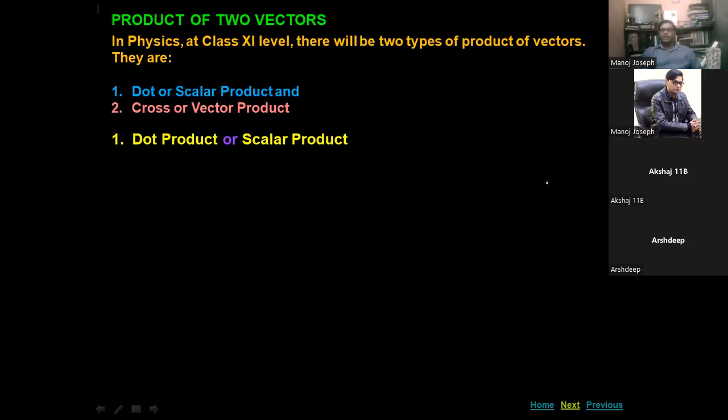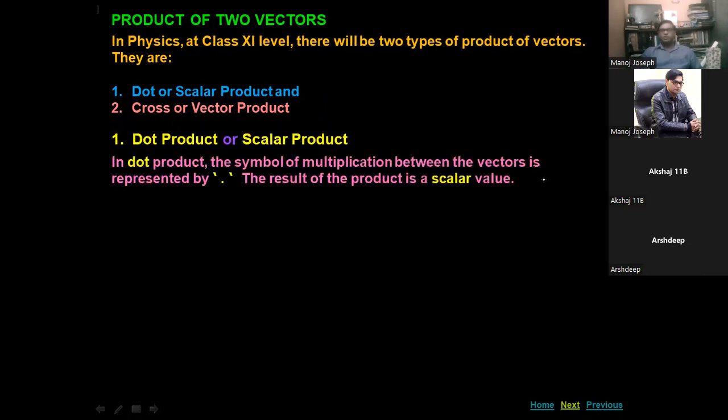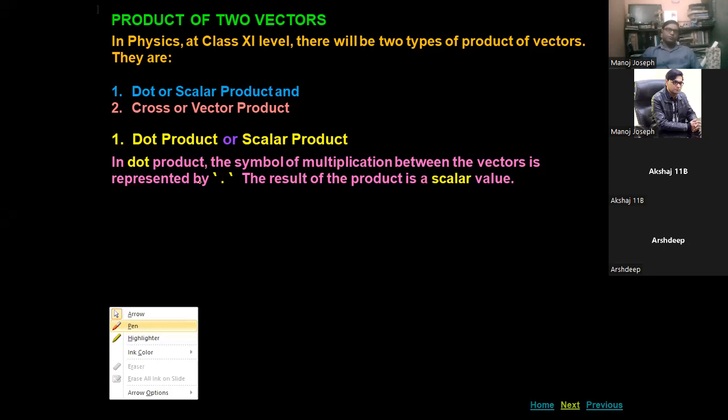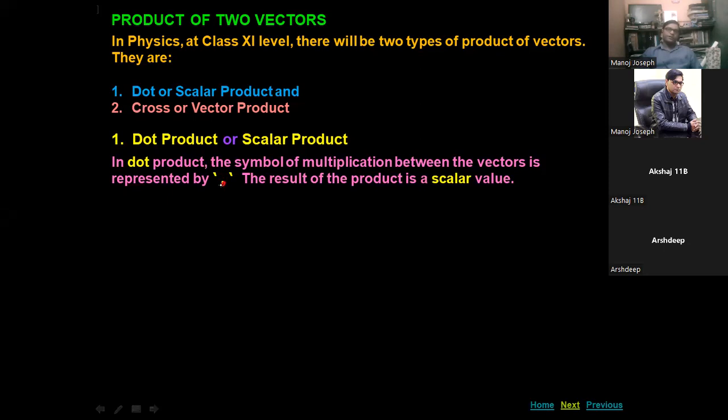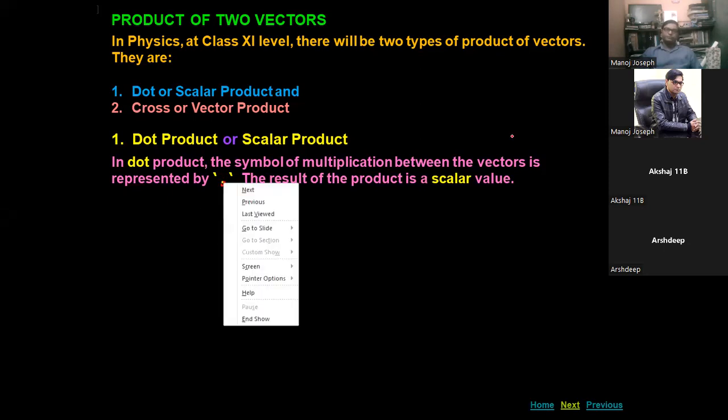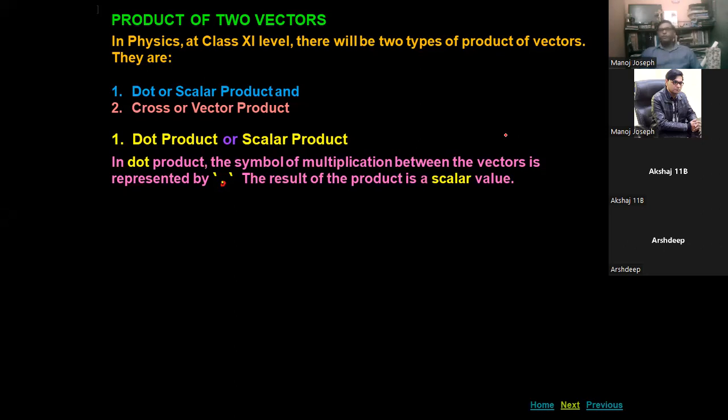So, dot product or scalar product, let's start with that. In the dot product, the symbol of multiplication between the vectors is represented by a dot only. The resultant of the product is a scalar value.